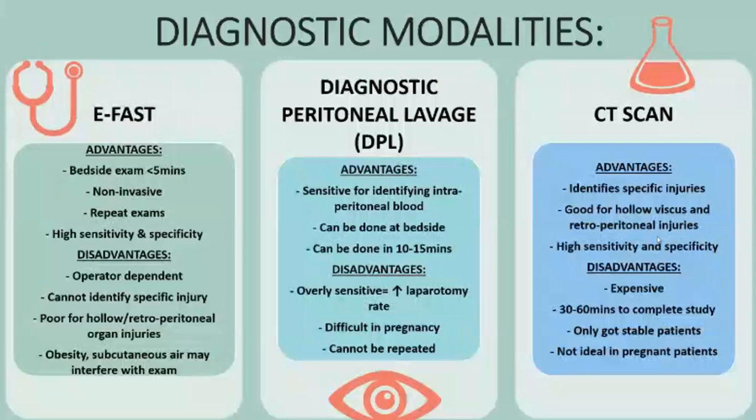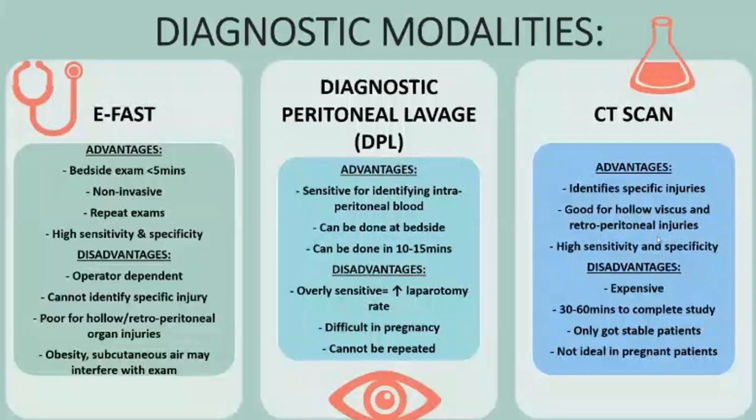The advantages of the EFAST are what we've just gone through. It's a bedside exam, it's non-invasive, and you can do serial repeat exams with high sensitivity and specificity. The disadvantages are that it's operator dependent, it can't identify specific injuries, and it's poor for hollow and retroperitoneal organ injuries. One of the big disadvantages as well is that it's quite difficult to do in obesity, and when there's subcutaneous air or a lot of bowel gas, it might be quite tricky.